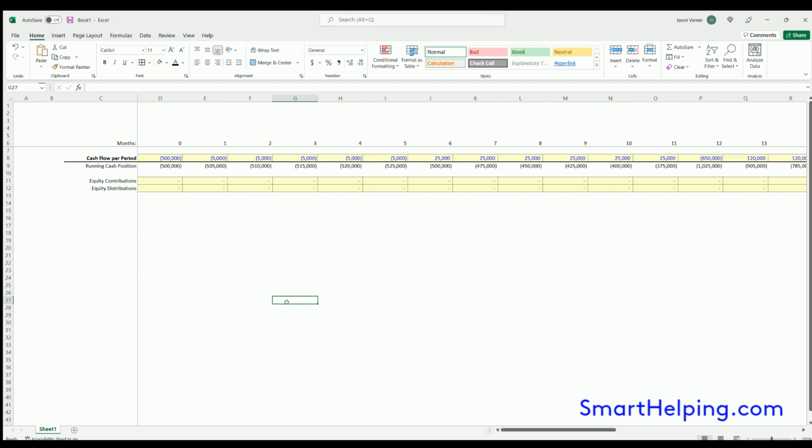Jay here from smarthelping.com. I'm going to talk about how to do a discounted cash flow analysis for investors' equity based on cash flow per period. Pretty common thing that comes up in most financial modeling scenarios, but it's actually quite difficult to do. There's a lot of different ways to do it. Today, I'm going to talk about the manual way.